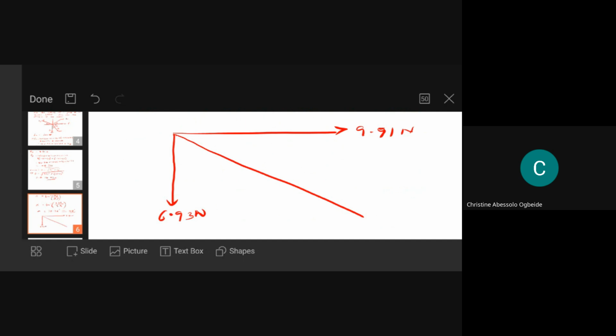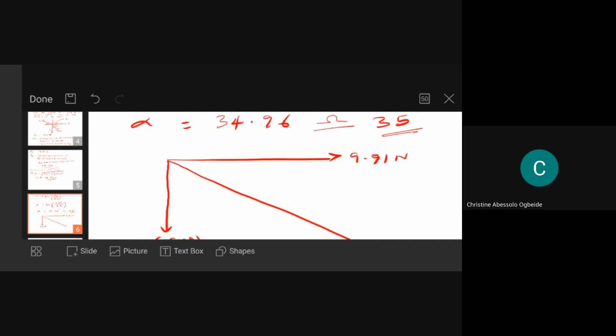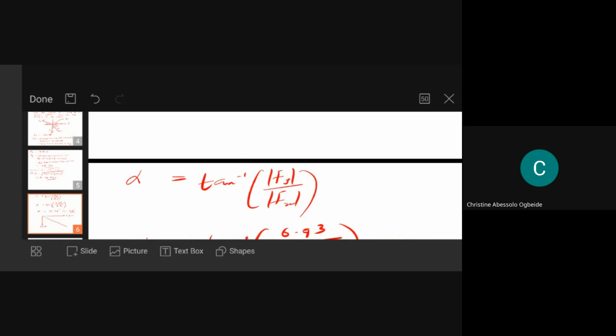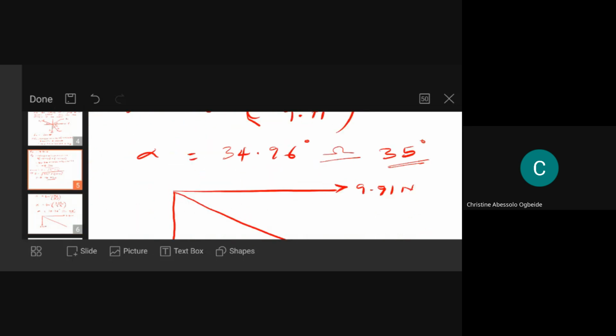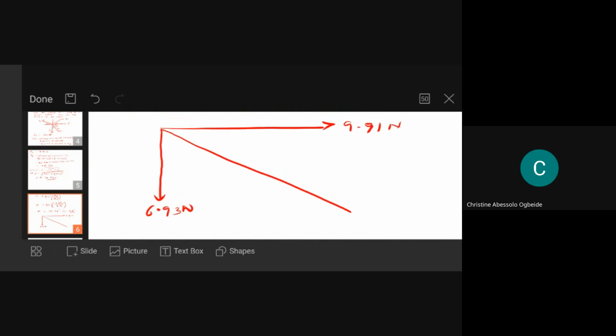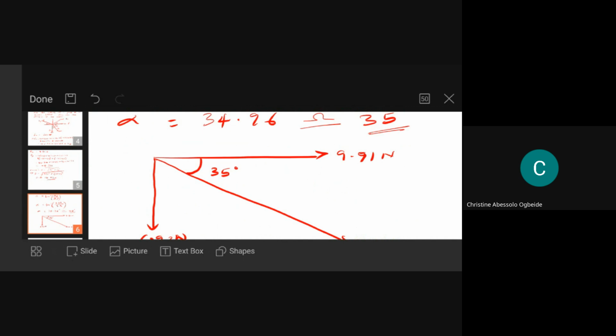Let me check. 12 point what? 12.09. So our resultant force is 12.09. And the angle of inclination we found, which is the direction of the vector, is 35 degrees. So this is the angle with which the resultant is inclined to the horizontal, which tells us about the direction of the vector. So this is the solution to that question given to us to solve.